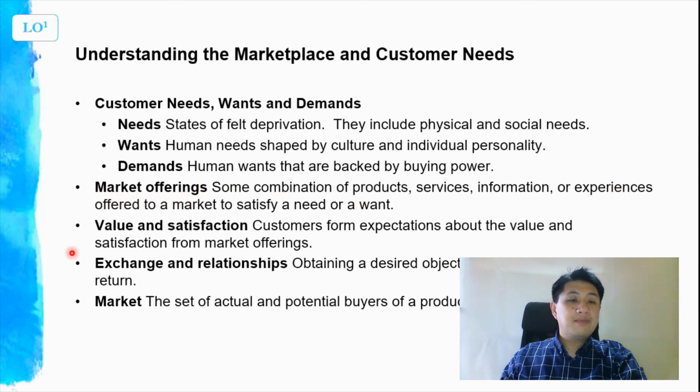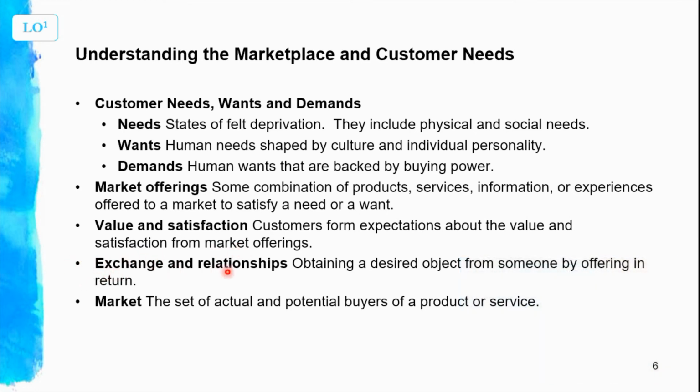And on providing the market offering, we look at value and satisfaction. When customers make a purchase, they will form expectations about the value they receive and the satisfaction from the market offering. Consider the last time you made a purchase: you will have formed an expectation about the value that you will receive, and if it meets the expectation, you will get your satisfaction from the market offering provided to you.